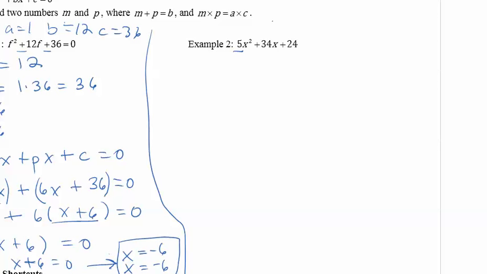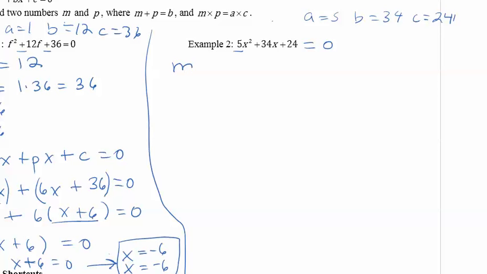So if we look at our coefficients, this one should actually be set equal to 0. So 5x squared plus 36x plus 24. Well, then a has a value of 5, the coefficient b has a value of 34, and the coefficient c has a value of 24. Okay, well, maybe you're saying, how on earth am I going to factor that? Well, it's not actually that difficult.